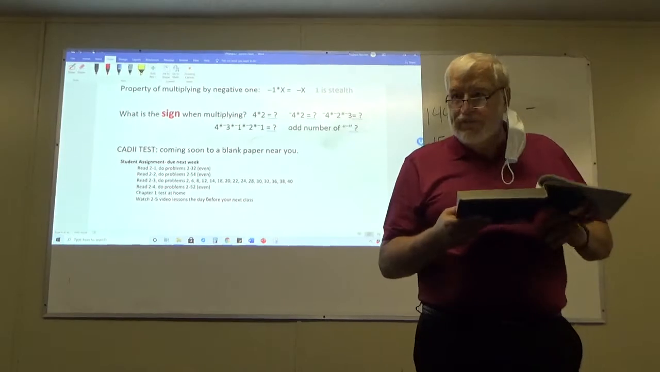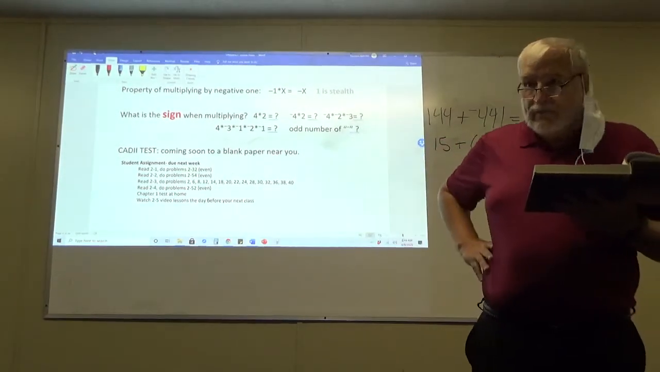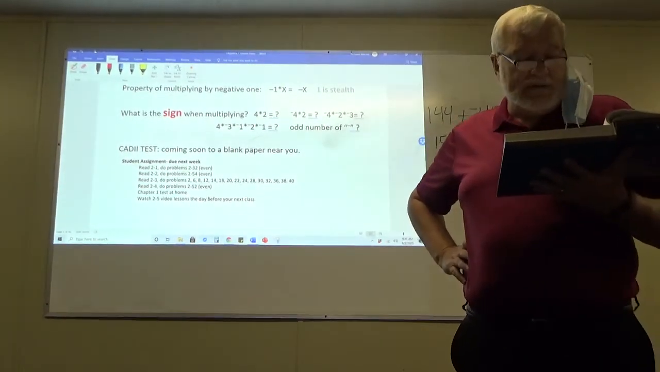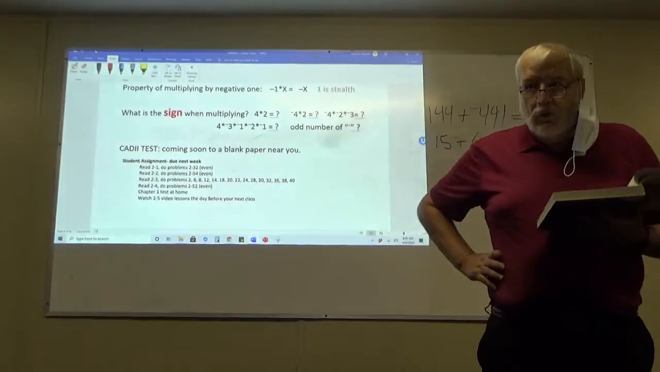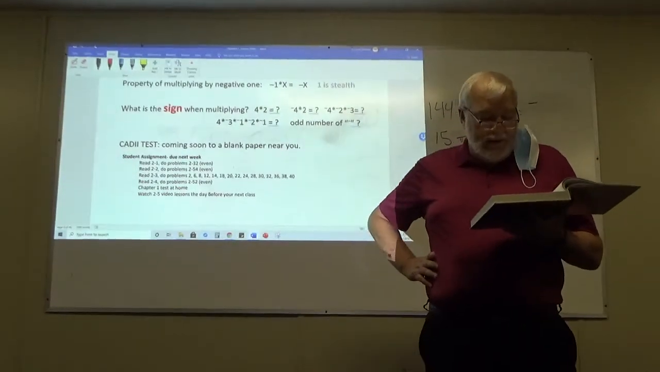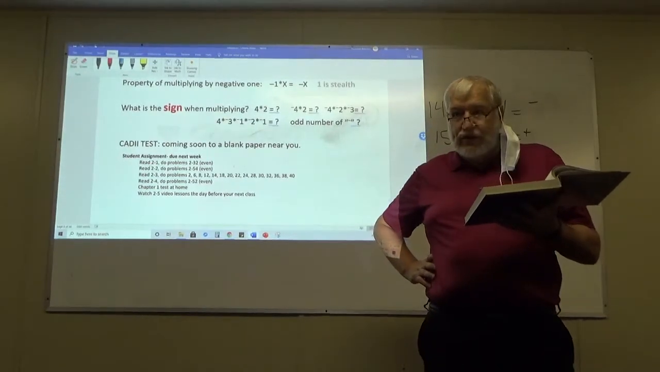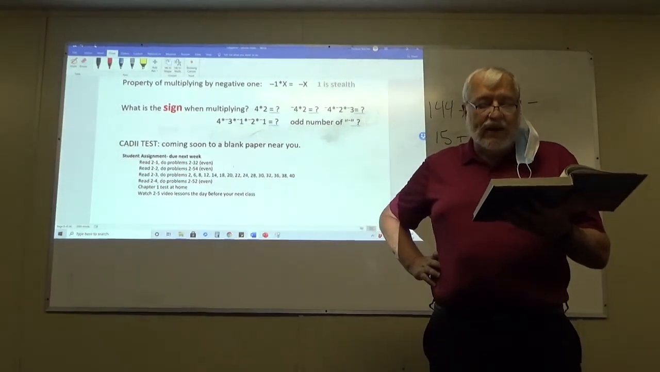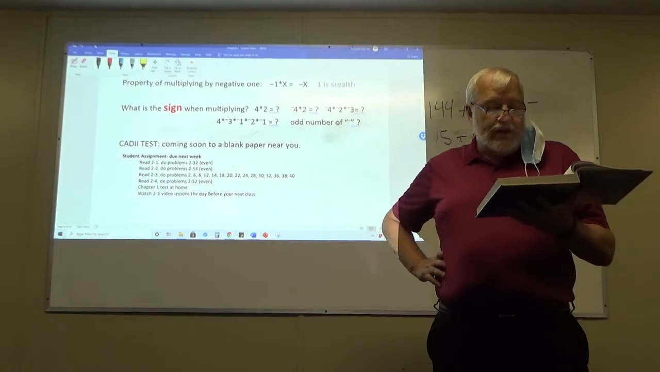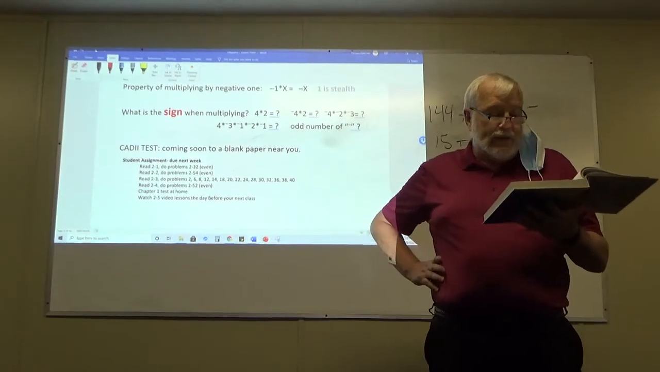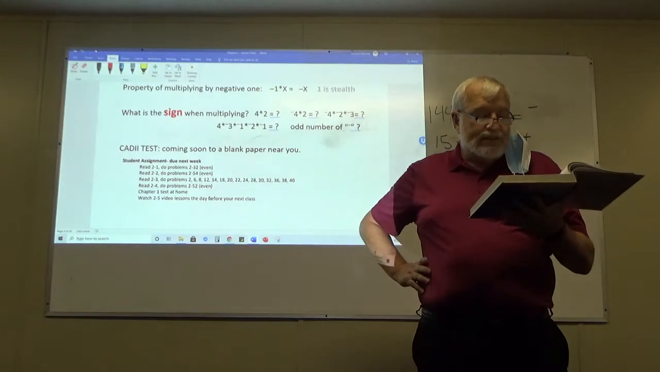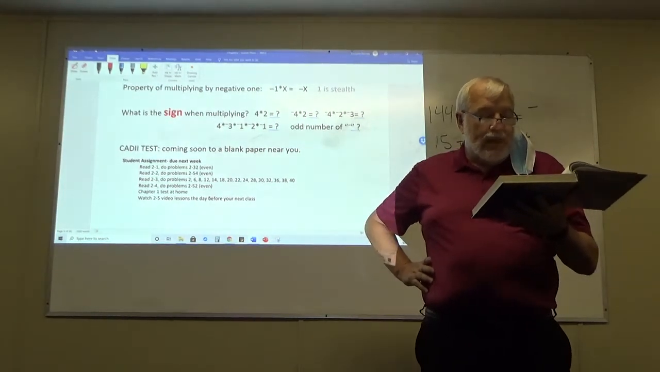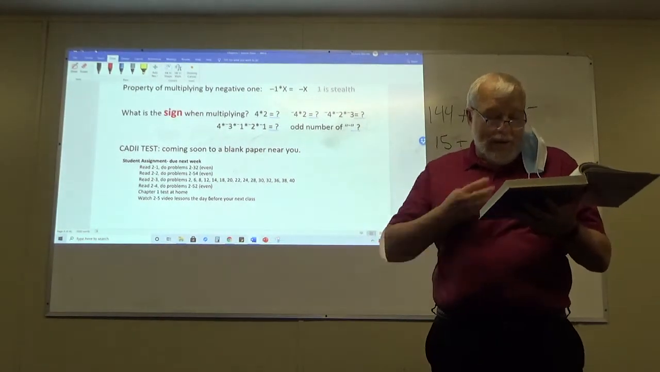Okay, so page 59, problem number 1. All right, what will the sign of that answer be? Negative. Problem number 3. What will the sign of the answer be? Positive. Problem 5. Negative. Problem 7. Positive. Problem 9. Negative. All right, good.